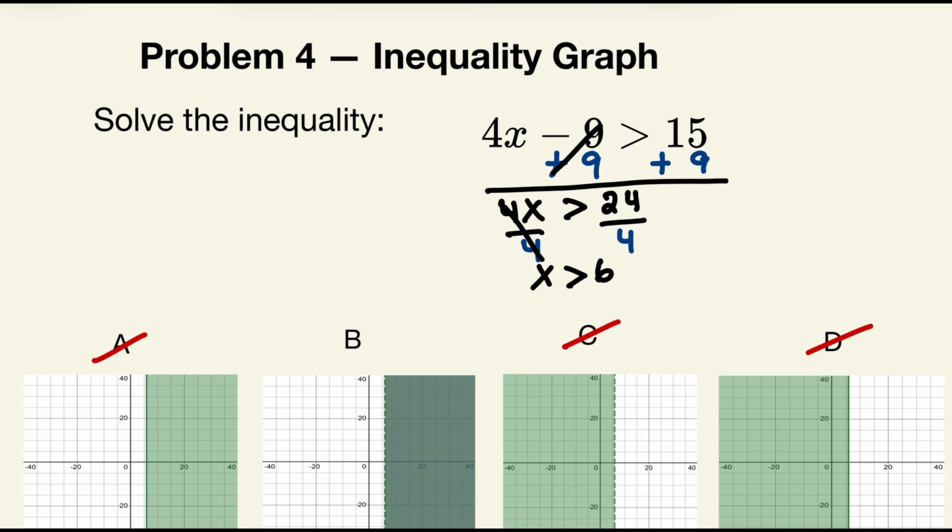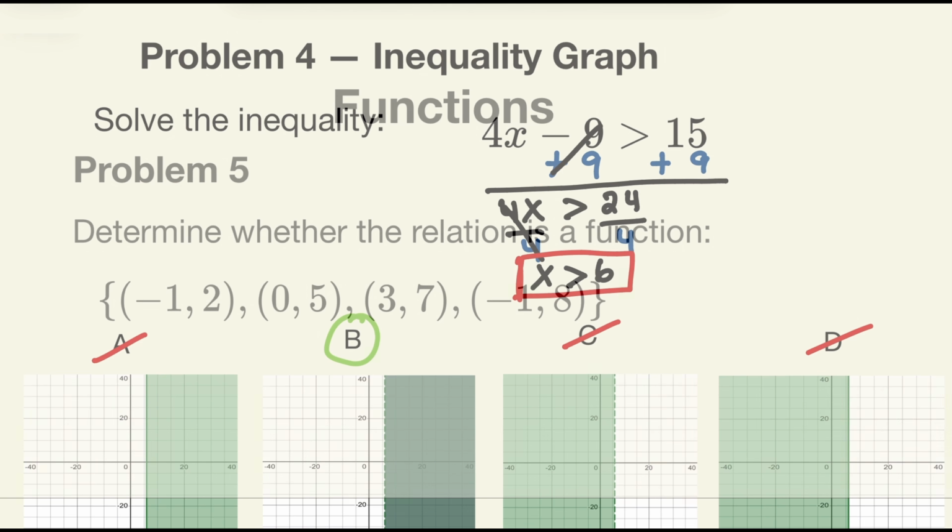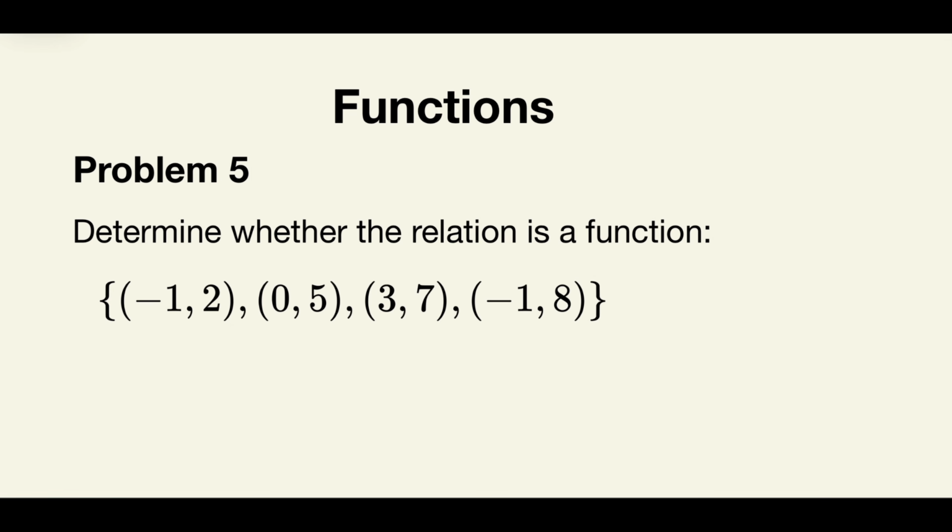So the final answer is answer choice B. X is greater than 6, which is representative of this graph. Now, be careful here because I will say many students accidentally shade the wrong direction or use a solid boundary line instead of a dashed line. So the final answer is X is indeed greater than 6. Answer choice B. For this problem, we have to determine whether the relation is a function.